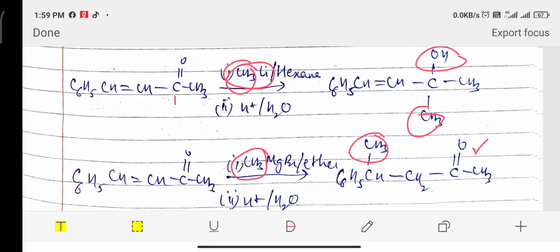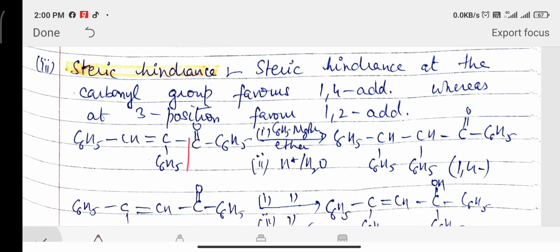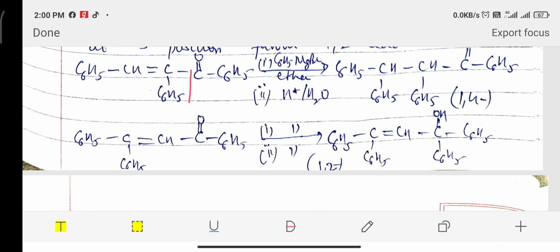Next factor is steric hindrance. In steric hindrance, if the carbonyl carbon is sterically hindered, having bulky groups around it, then the addition will be 1,4. If a group is present at the third position, then it will give 1,2 addition. So taking up an example, in this example we have taken this.